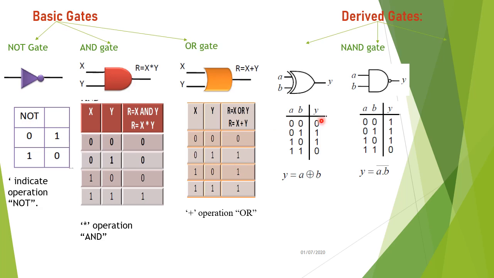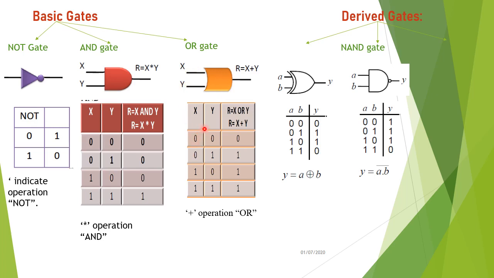basic gate, which is termed the OR gate. The Boolean expression for this OR gate will be pronounced as R is equal to X OR Y. Now, this is the symbol for the OR gate, and we can again see here this OR gate will have inputs X and Y.